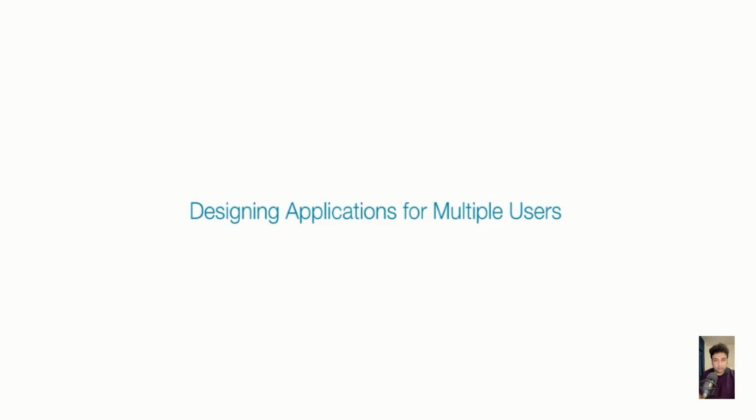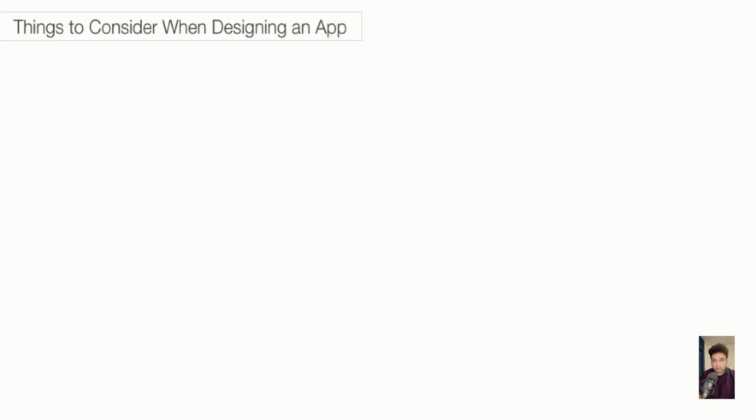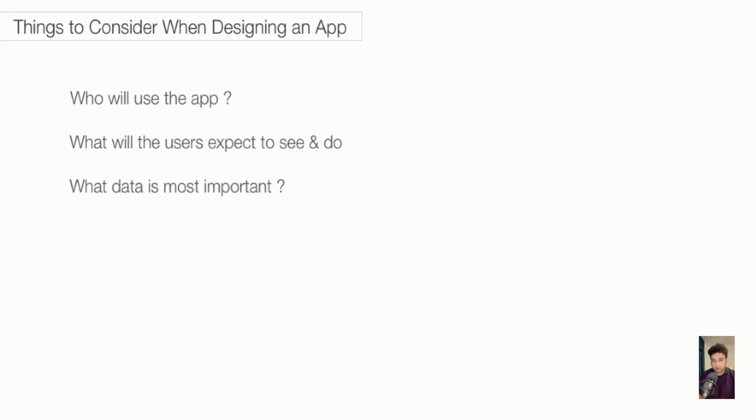Let me talk about design considerations to accommodate multiple users in our application and control access to records. There are a couple of things that need to be considered when designing an application, like who will be using the app, what do these users expect to see and do, what data is most important, what should these users be able to see, and are there any restrictions for these users?